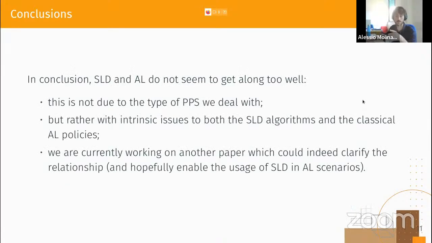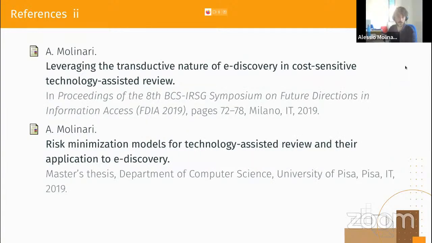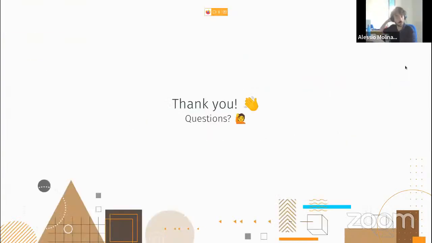Sorry if this was super quick. I tried to stay in my 5 minutes. So basically, the behavior we are seeing is not due to the prior probability shift. We might have thought that this was the case, but rather there are intrinsic issues in the SLD algorithm and the generated training sets. We are currently working on another paper which can maybe clarify for real the relationship, and maybe we can even enable the usage of SLD in these scenarios. I have some references here, and ask me anything if you wish.